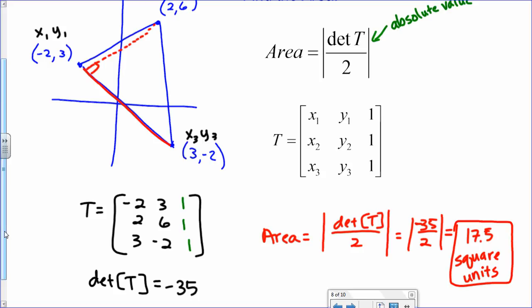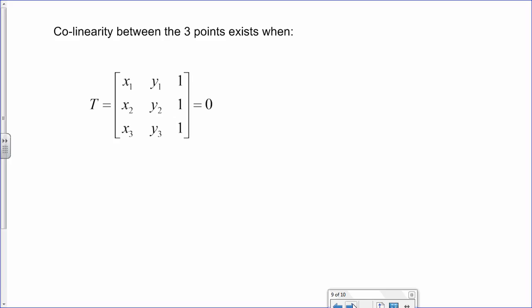You'll have to know how to do that. A little rule about this: if the determinant equals 0, then that means there's not a triangle. So the points are collinear. They form a line. I mean, that makes sense, right? If your area is 0, then there wasn't a figure there to find area. The 3 points just lined up in a straight line instead of a triangle. So if the determinant is 0, the points are collinear, meaning they're on the same line.